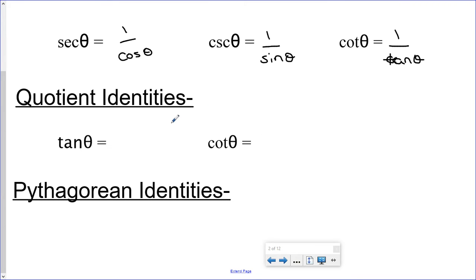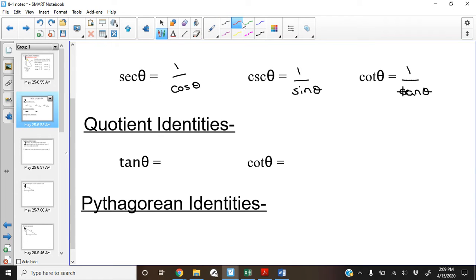I also want to go over the quotient identities. Well, quotient means that you are dividing. So what divides to give you tan? Well, we know that that's opposite over adjacent, but we also know that it is sine over cosine. And because cotan is the reciprocal of tan, cotan is cosine over sine.